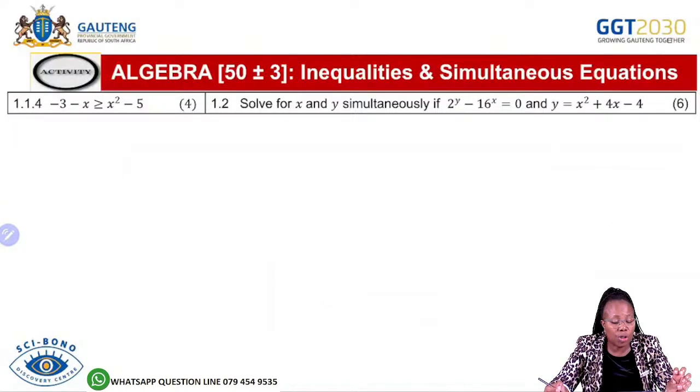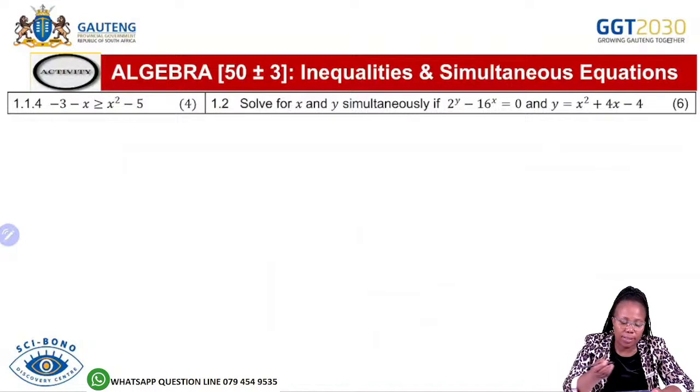The next question, 1.1.4. In this case now we are having an inequality. Look at the level of the paper, grade 12. We started with factorization, and then we went to quadratic formula, and then now we have an inequality question. Inequality question is where we are having greater than, greater and equal, less than, less and equal. That is not an equation, it's an inequality.